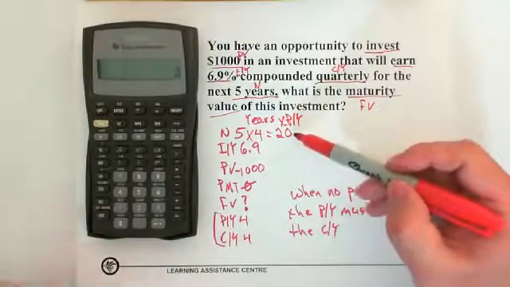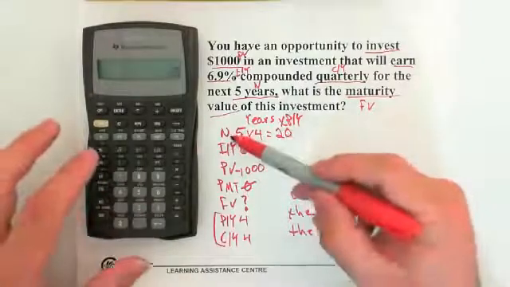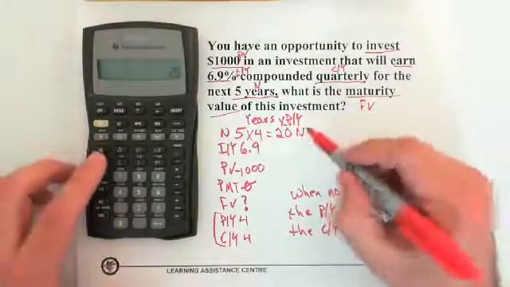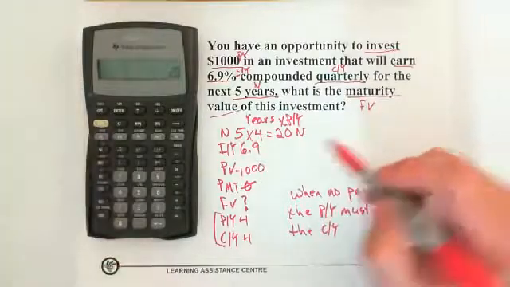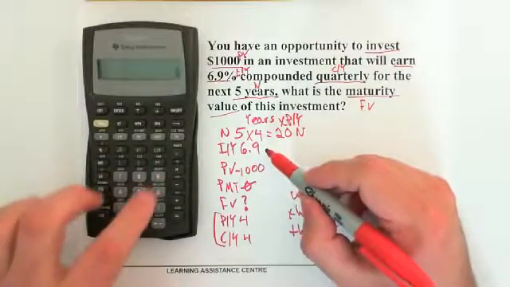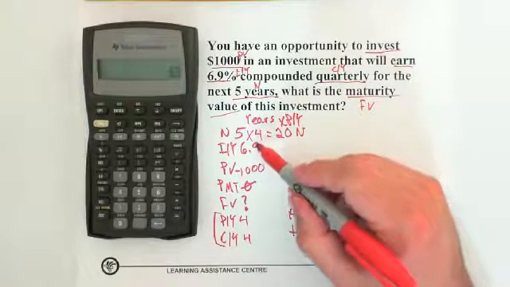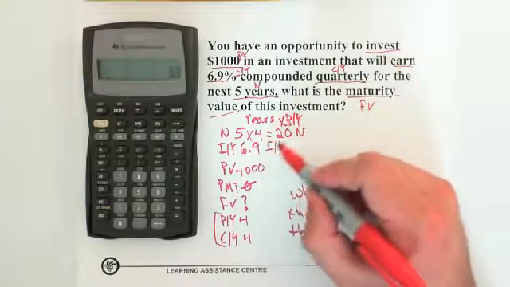Let's just start entering the numbers in order here. So the first number we have is 20. So we type in the number 20, and then you hit the N button. So 20 N. And then 6.9. So now for interest, you don't change the percent to a decimal. You just leave it as a percent. So then you hit 6.9, and then you hit the IY.